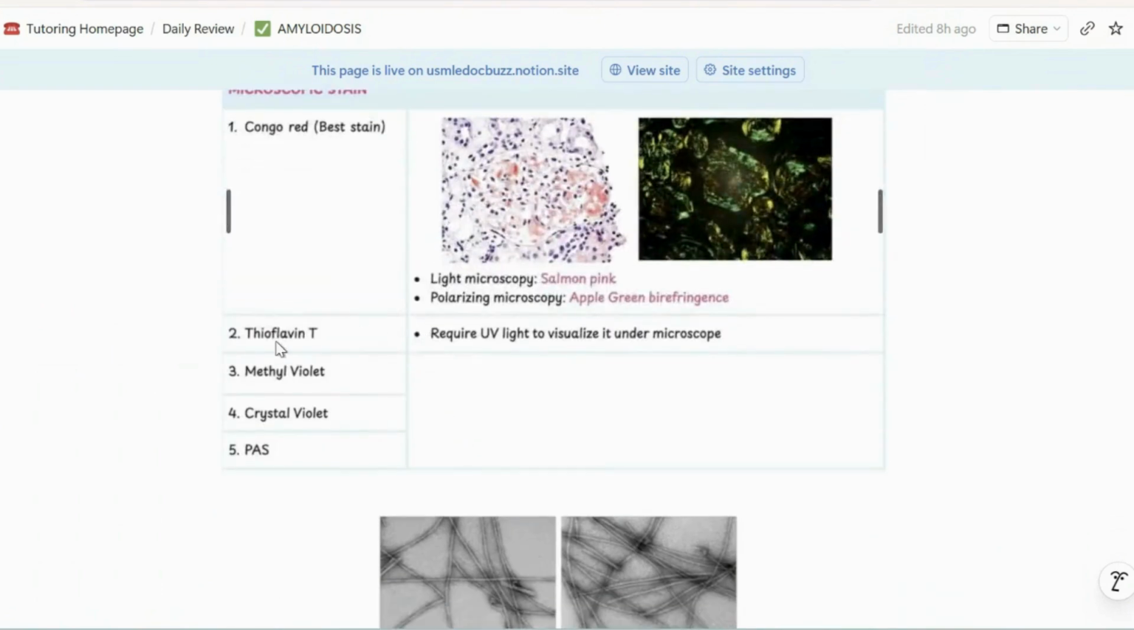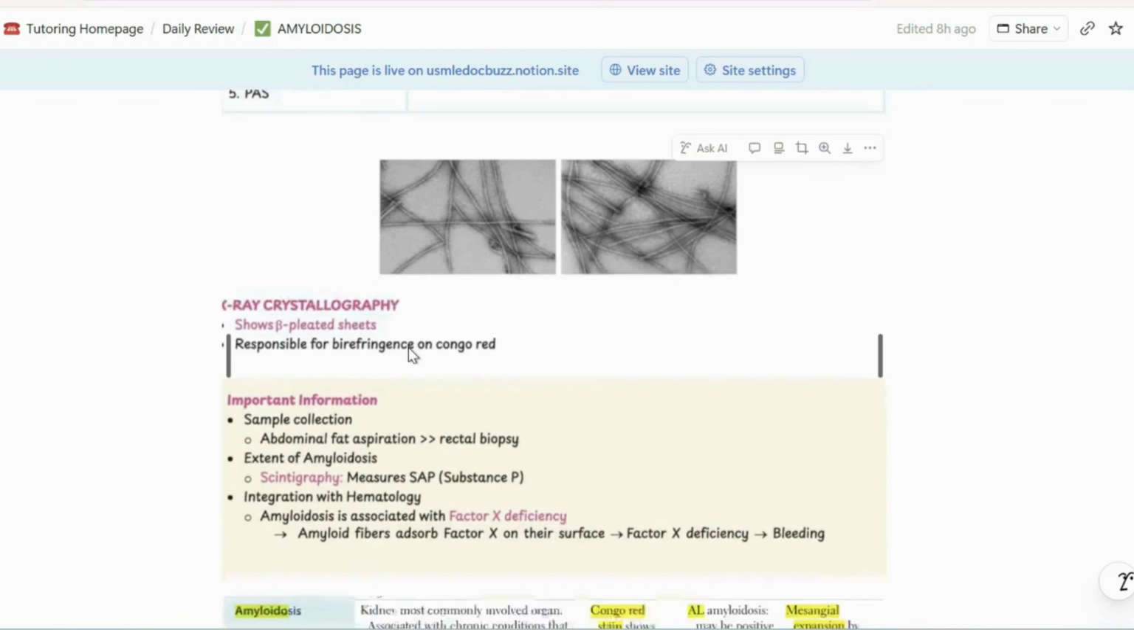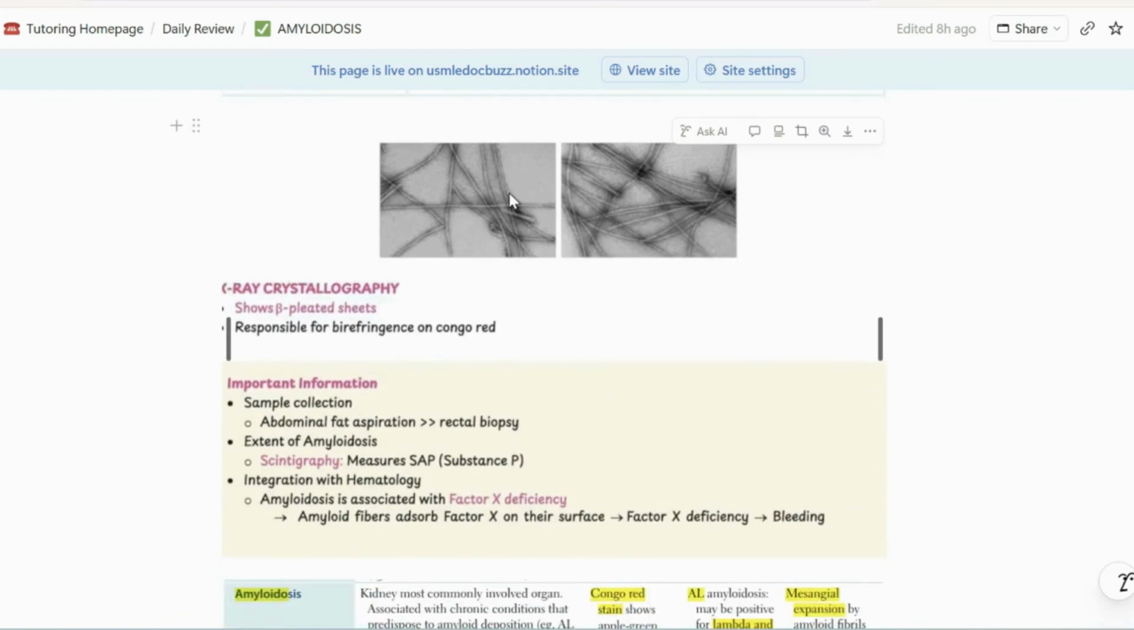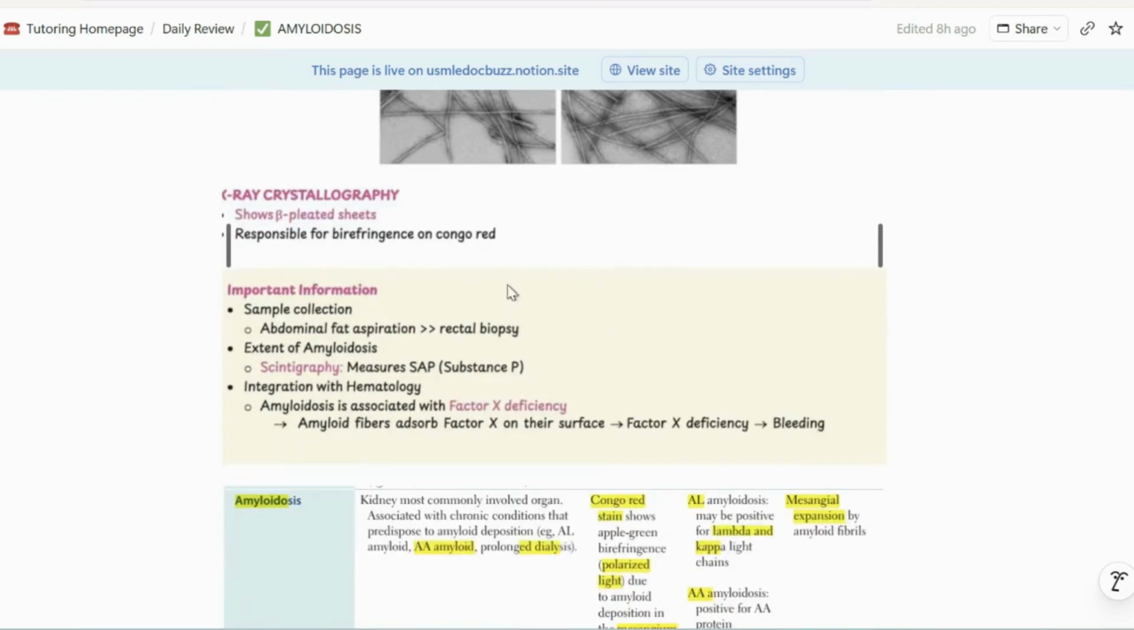As you go down, here are a couple of other stains that they can ask you: methyl violet, crystal violet, PAS stain. They can bring them to you just to confuse you, because a lot of people know Congo red and just associate it. So that's why they might bring you these types of stains in order to confuse you a bit. You see the electron fibrils of the amyloid, and a couple of important pieces of information.